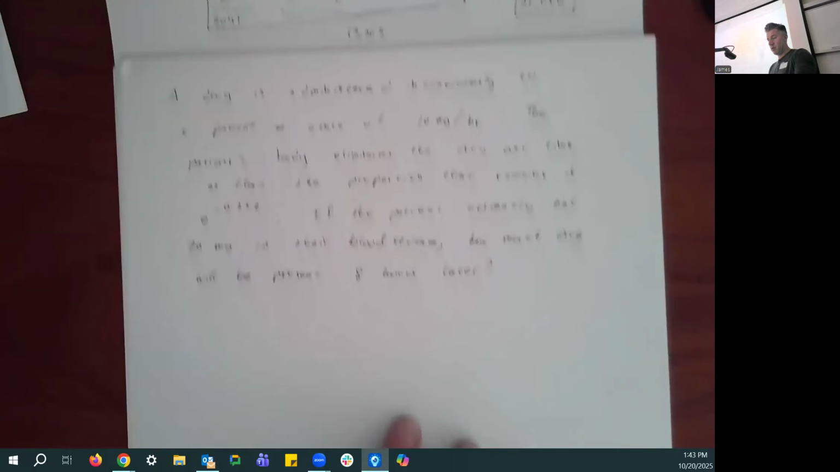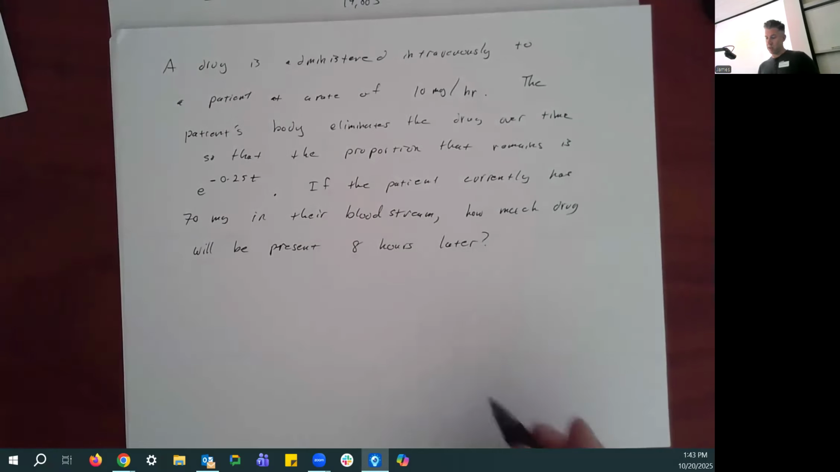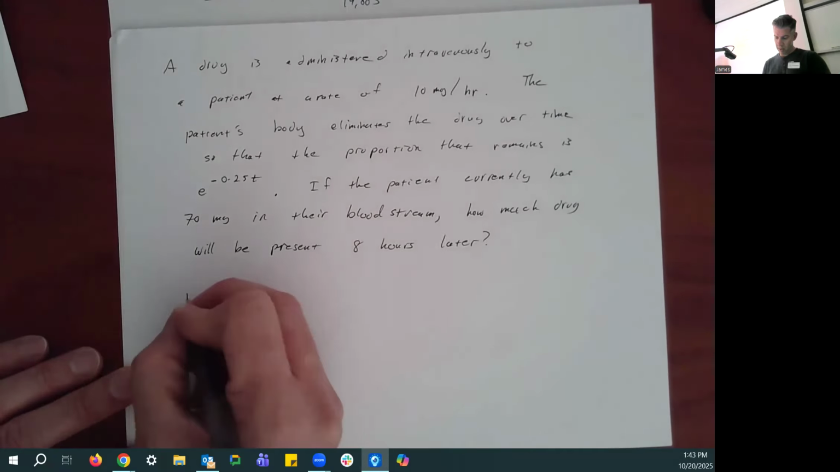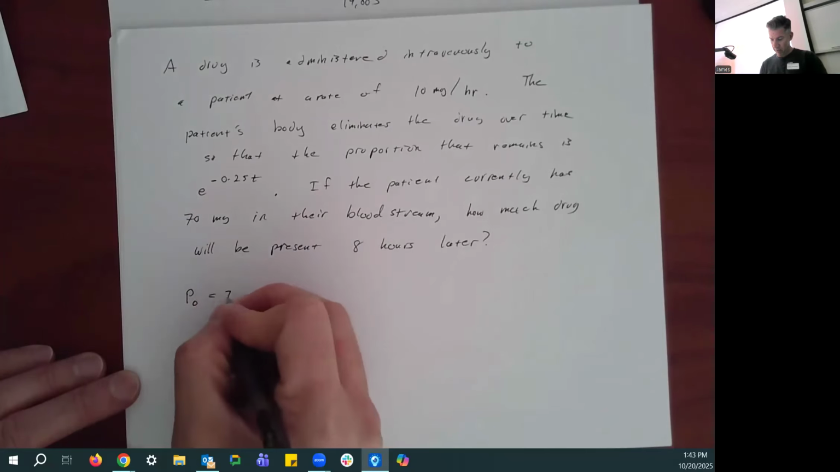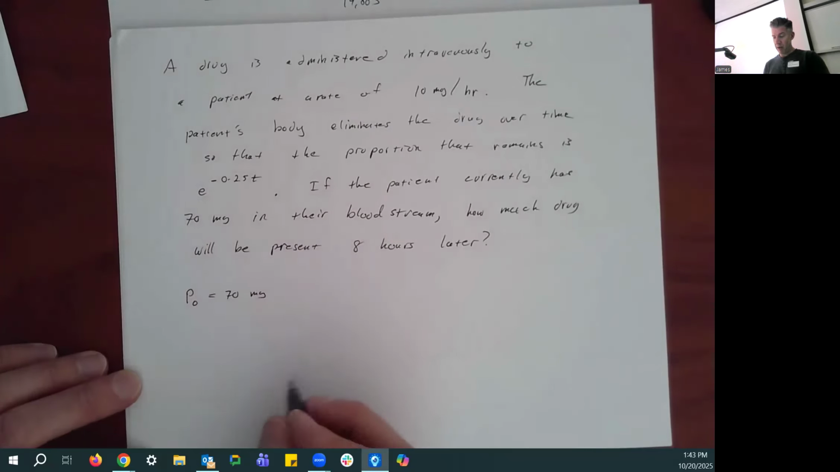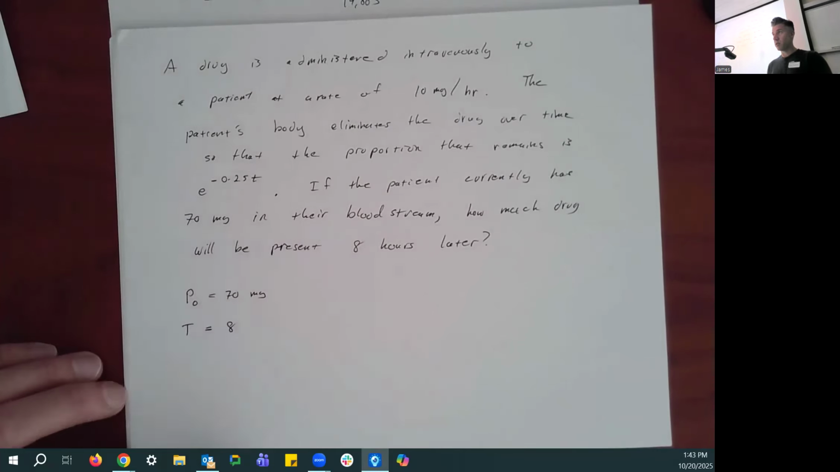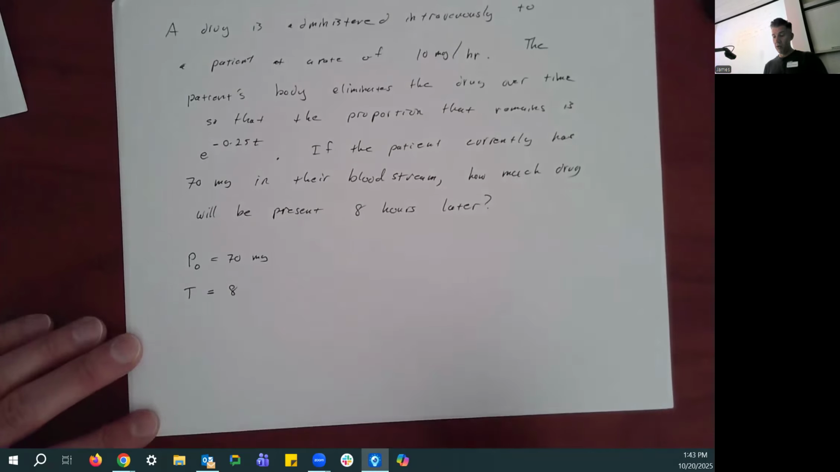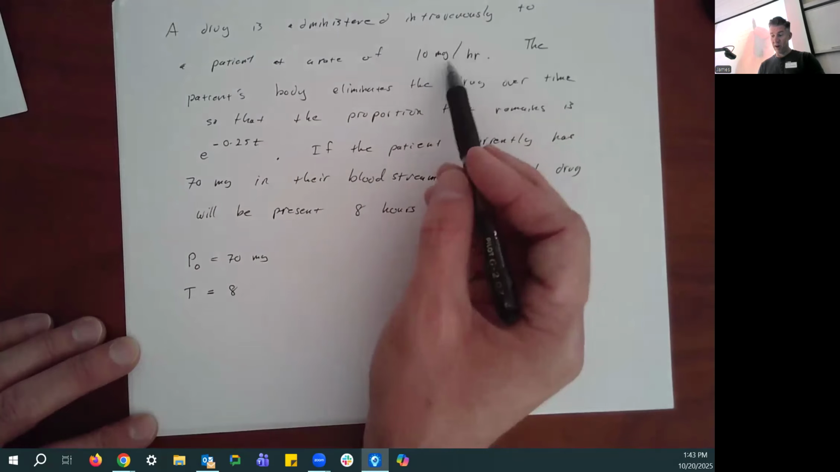So again, our job mostly is to identify what piece is what piece and then throw it all into that formula. So to me, it looks like our initial population, in this case, our population is the number of milligrams of drug. Our initial amount is 70 milligrams. The amount of time that's going to pass, our capital T, is 8 hours. Our renewal rate is 10 milligrams per hour, right?